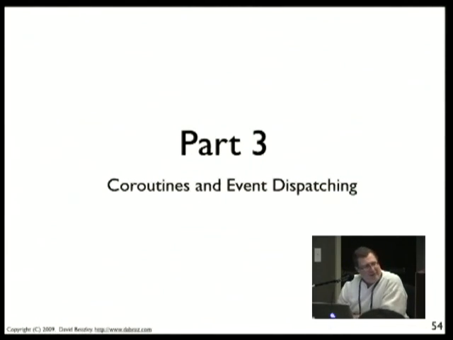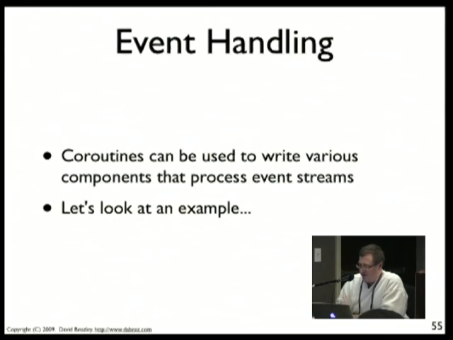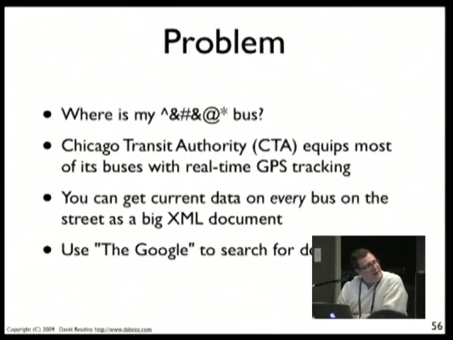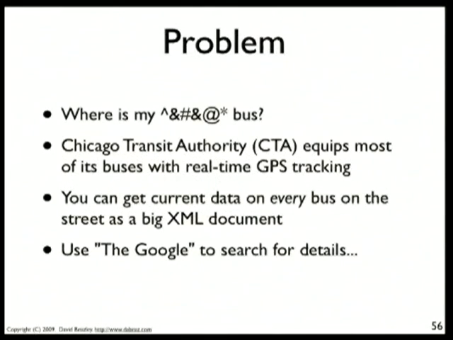All right, moving right along. So what I want to do in section 3 is show a different application of coroutines. One of the things that's interesting about coroutines is that they fit in really nicely into certain kinds of applications involving event streams, like event-driven programming, reactors, things of that nature. I thought I would look at an example of this, which is the where's my bus problem.